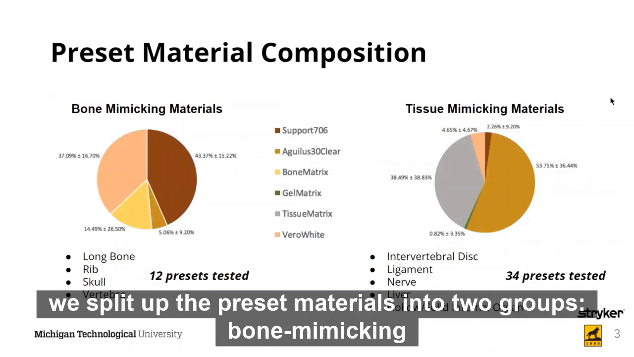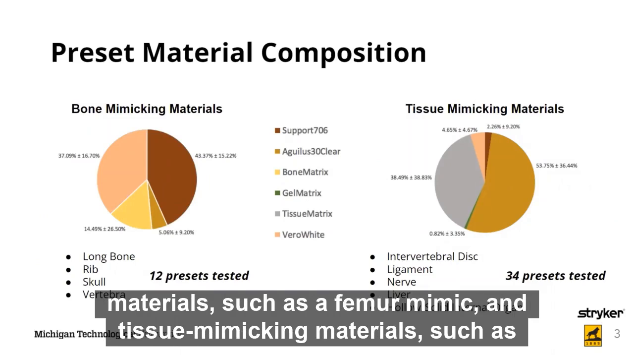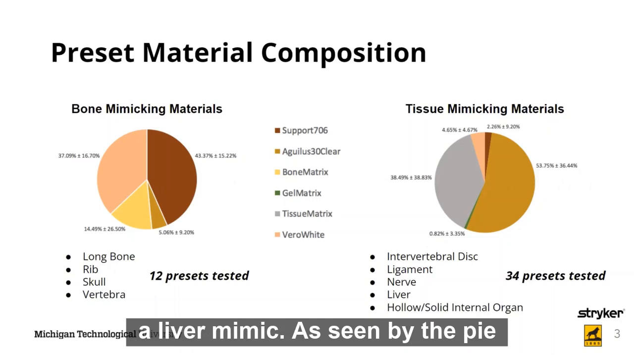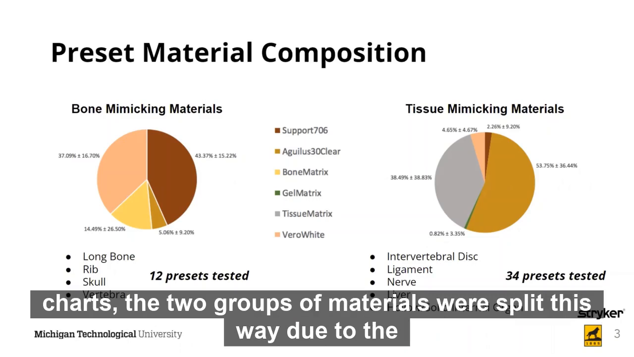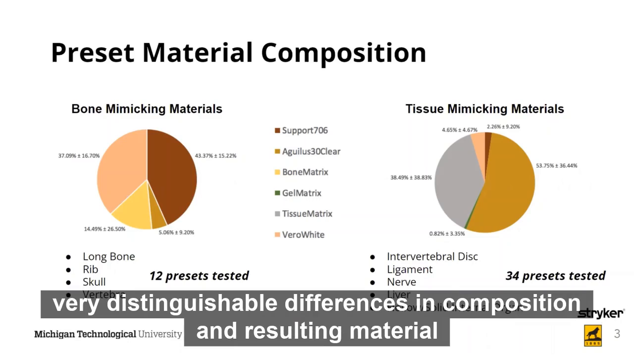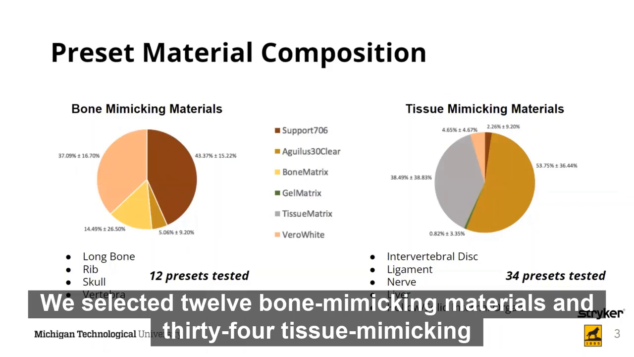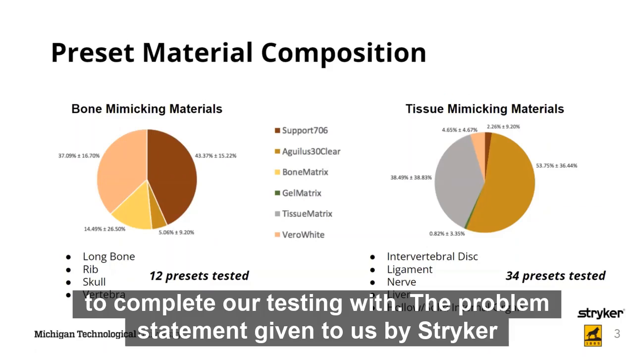For our testing, we split up the preset materials into two groups: bone mimicking materials such as a femur mimic and tissue mimicking materials such as a liver mimic. As seen by the pie charts, the two groups of materials were split this way due to the very distinguishable differences in composition and resulting material properties. We selected 12 bone mimicking materials and 34 tissue mimicking materials to complete our testing with.